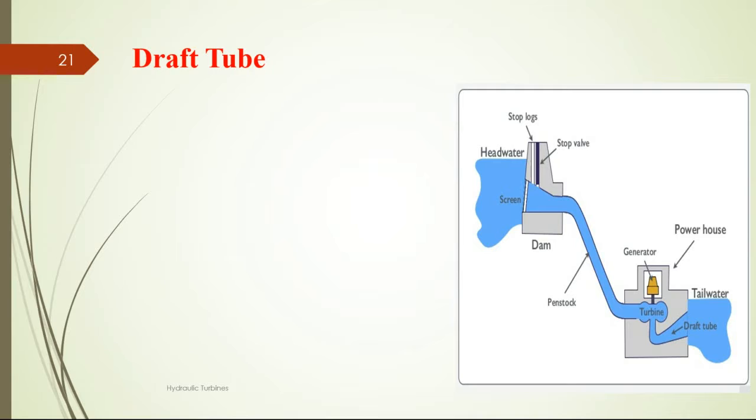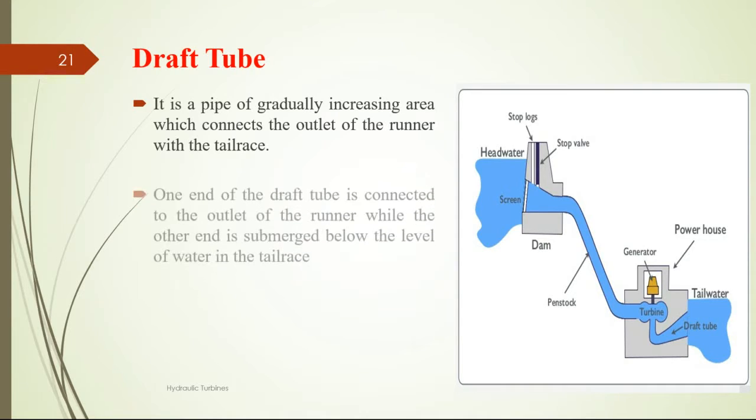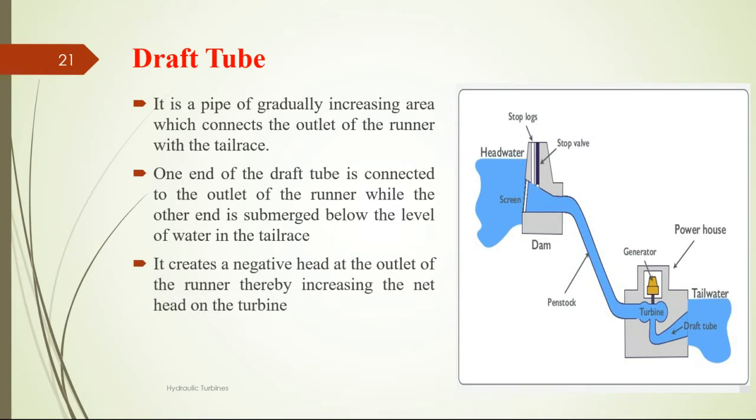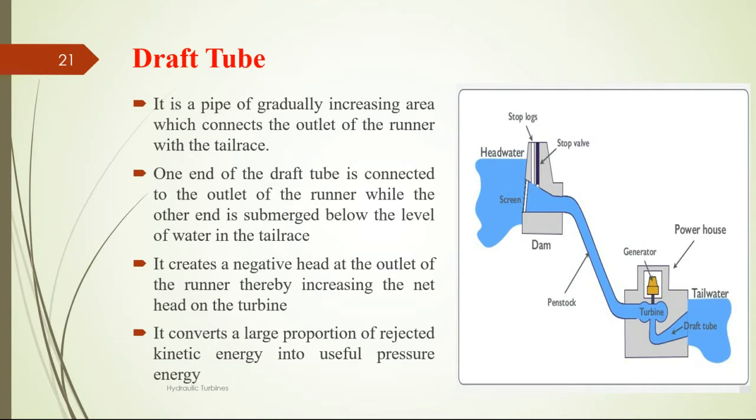Then the next component is the draft tube. It is a pipe of gradually increasing area which connects the outlet of the runner with the tail race. One end of the draft tube is connected to the outlet of the runner, while the other end is submerged below the level of water in the tail race. It creates a negative head at the outlet of the runner, thereby increasing the net head on the turbine. It converts a large portion of rejected kinetic energy into useful pressure energy.